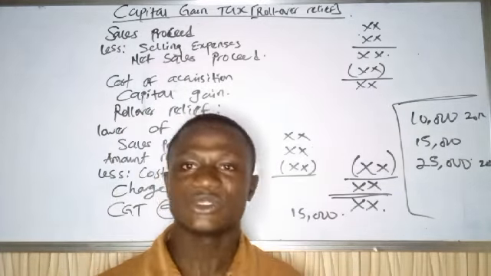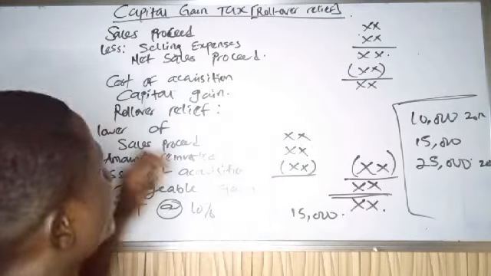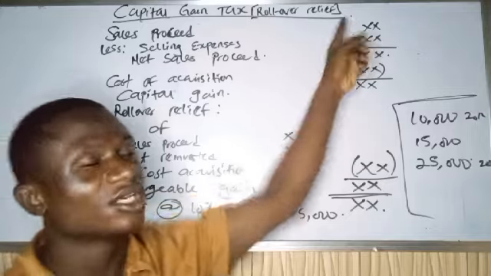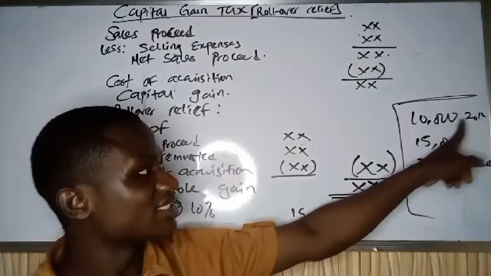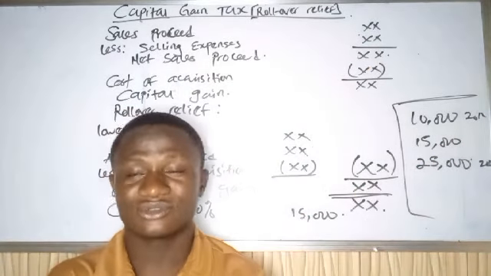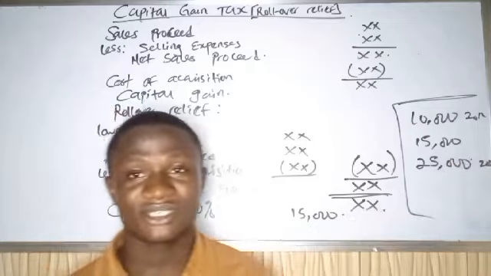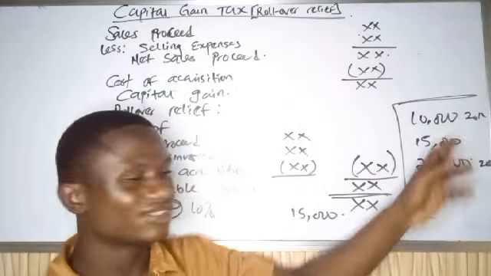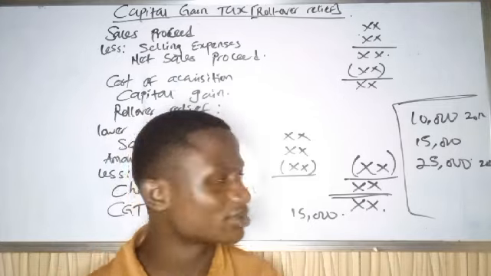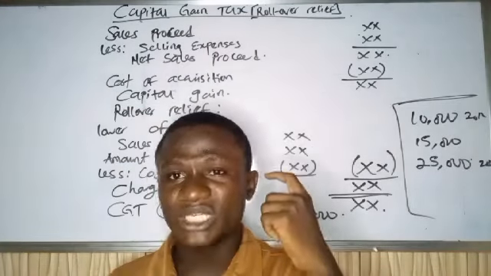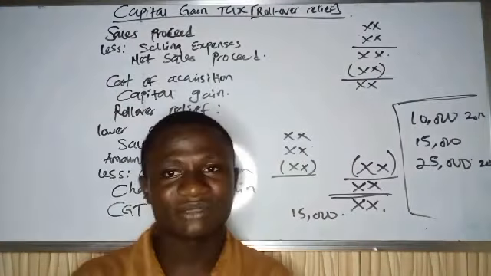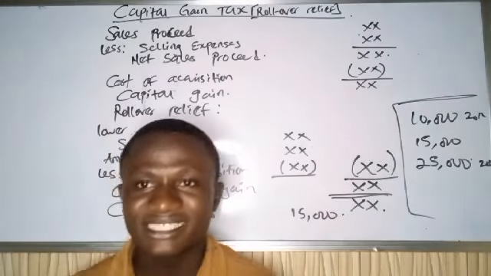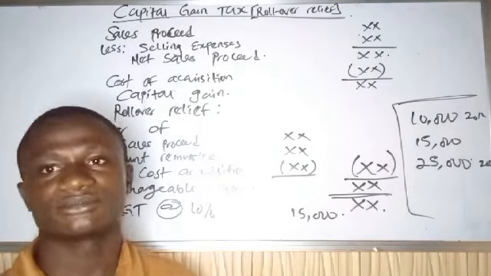The first one is the sales proceed. After so many years, I'm selling an asset. So I'm selling off this asset. I bought it for 10,000 naira, but in 2015, I'm selling it for 15,000 naira. So that means that the current market value is around 15,000 naira. So sales proceed will give you a hint about the current market value. That is why here we have sales proceed, because we need the current market value.